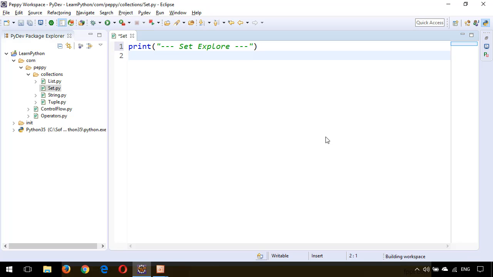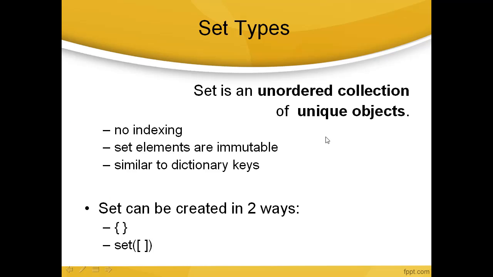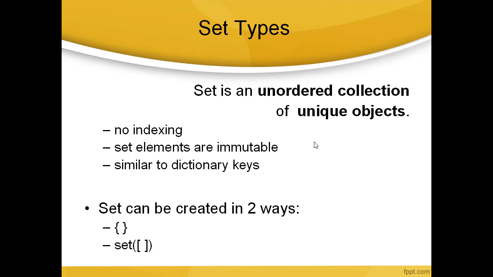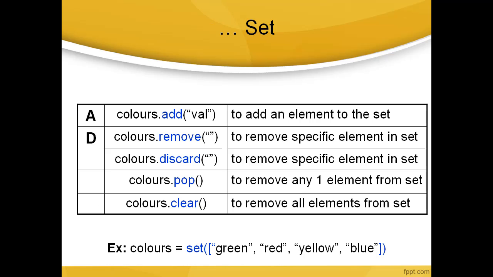Now to create a set, you can use two ways. One is using curly braces and another one using the set method with square brackets. So let's see how to create a set. After that, we're going to see some of the set methods, which are add for adding an element, remove, discard, pop and clear to delete elements from the set.